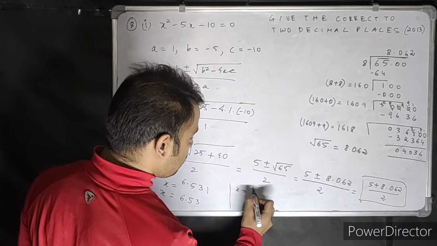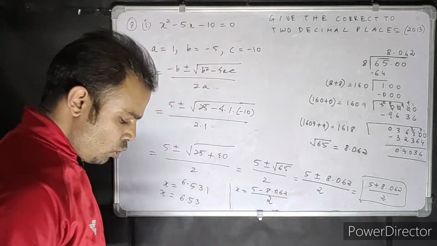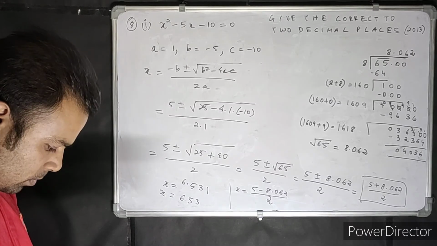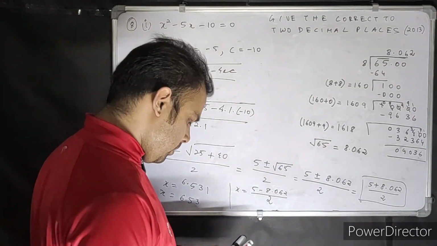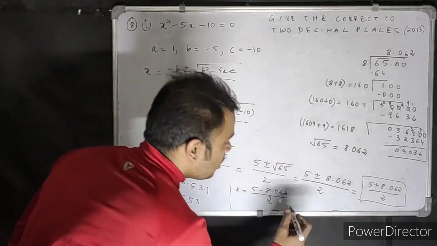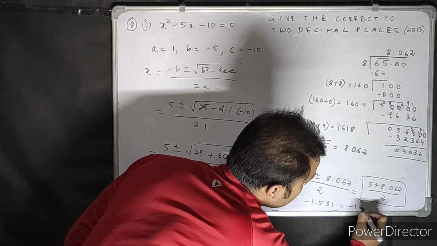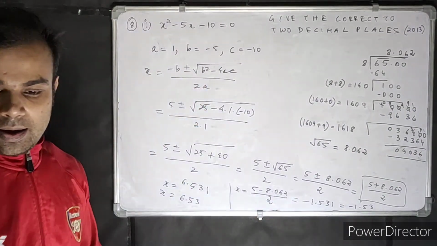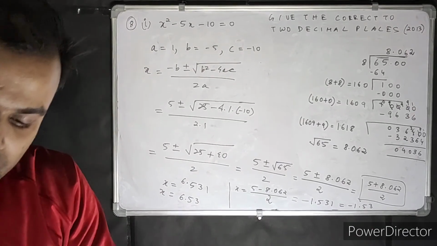Next is x is equal to 5 minus 8.062 whole thing divided by 2. Okay, subtract that. So 5 minus 8.062 is minus 3 point something, divide by 2, that is minus 1.531. So which is equal to minus 1.53. So leaving to 2 decimal places, these are your 2 answers. Okay, now let me just check this answer for you that this is correct and finish it off for today.